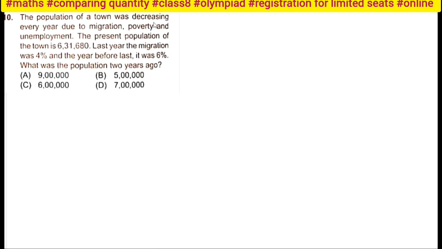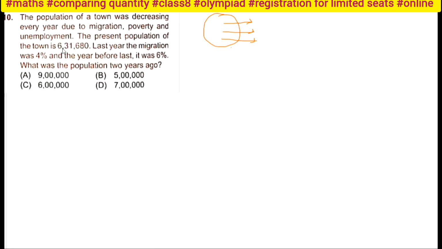The population of a town was decreasing every year due to migration, poverty, or unemployment. Suppose I have a town like this. Now in that town, every year the population is going out. So when the people are going from here, the population amount will be decreased.